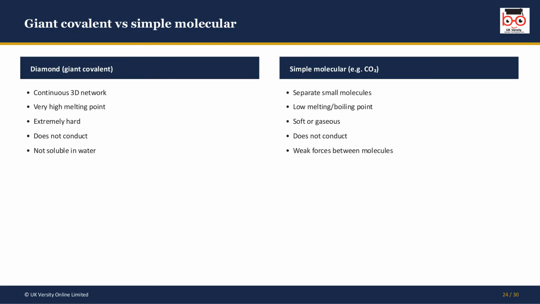Let's compare the 2 covalent structures directly. Diamond, a giant covalent structure, is one continuous 3-dimensional network with a very high melting point, extremely hard, non-conducting and insoluble in water. A simple molecular substance like carbon dioxide is made of separate small molecules with a low melting and boiling point, soft or gaseous, non-conducting, with only weak forces between the molecules. Same word, covalent, but wildly different materials depending on the structure.